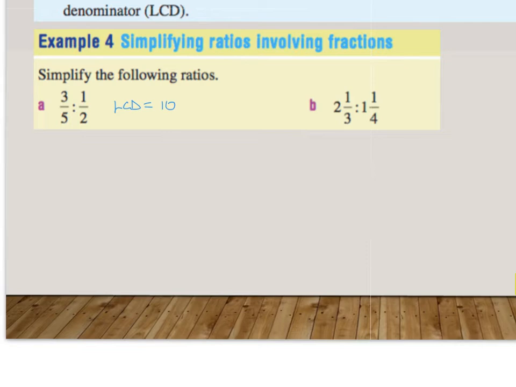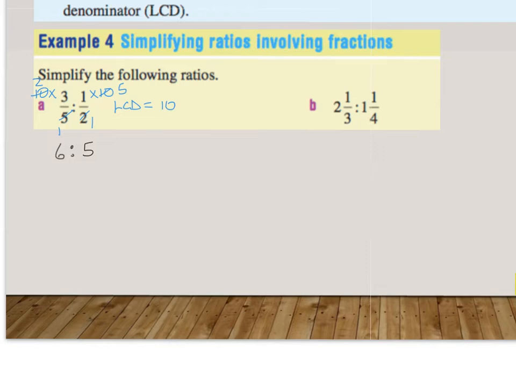If I now multiply both sides by 10, we can see 5 goes into itself once, into 10 twice, 2 goes into itself once, and into 10 5 times. When we simplify now, we say 2 times 3 is 6, and 1 times 5 equals 5. So that is 6 to 5.